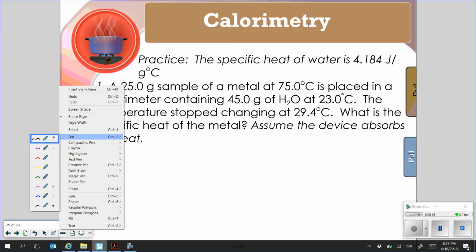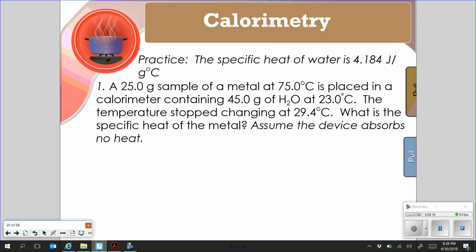So when I go ahead and solve this out, I want a Q equals MCAT for both, and I'm going to set them equal to each other. So my MCAT for my metal will equal my MCAT for my water. Since the metal is starting at 75 degrees and the water is starting at 23, that means the metal is going to be losing heat. So that's going to be a negative on that side of the equation, and it's vital that you remember that negative sign. So my mass for my metal is 25.0 grams, so negative 25.0 grams.